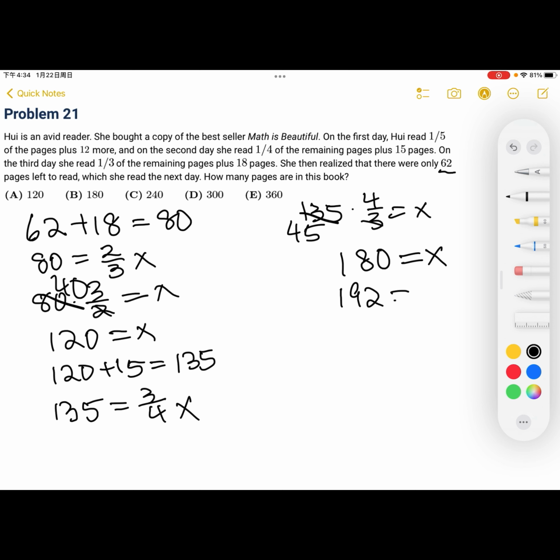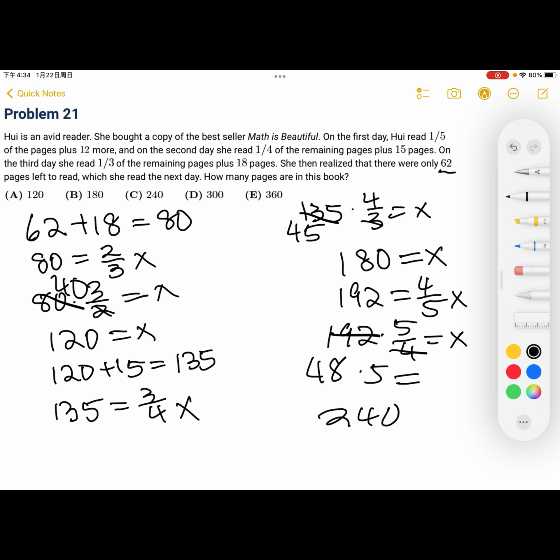And then that is equal to 4/5 of the total number of pages. So we can multiply by the reciprocal one last time. Times 5/4 is equal to x. Reducing, that's 48. And then 48 times 5, which is equal to 240. So our answer is C.